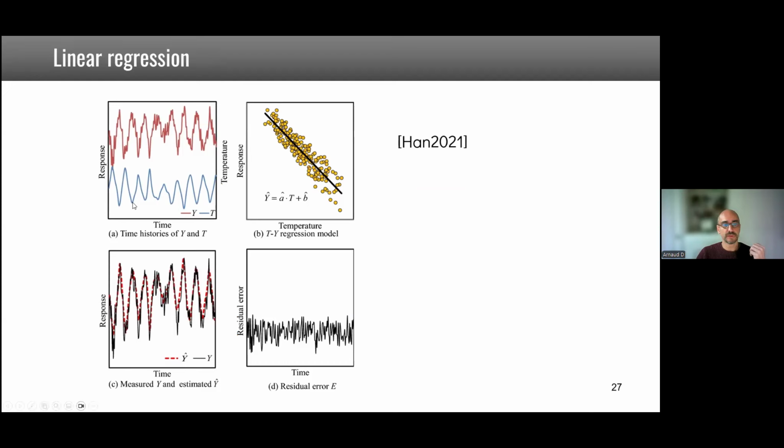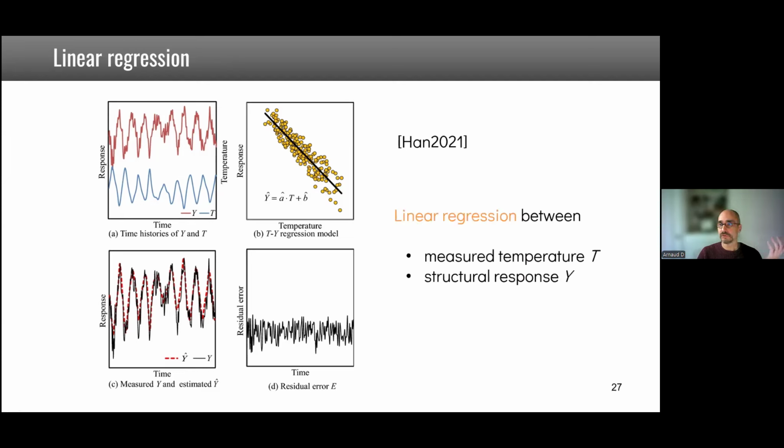So the principle is that you have here temperature measurements. Here you have a structural response, could be anything, a static response, a mode shape response at some point, etc. And here you see that if you plot one versus the other, you have a linear trend. And so you can do a linear regression between your measured temperature and your structural response. And based on that, you can remove the trend. So if you have this relationship, you can look at the trend here, remove it, and then you have a residual error, which should be very low if there is no change in your structure.